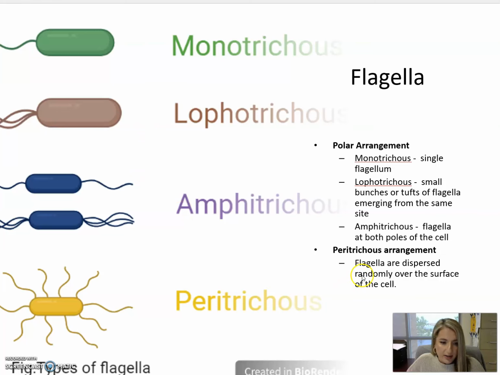Then there's paratrichous arrangement. Paratrichous arrangement is when the flagella are randomly dispersed all over the entire circumference of the bacterial cell. So there's no particular order to it, they're just randomly dispersed all over the entire cell.